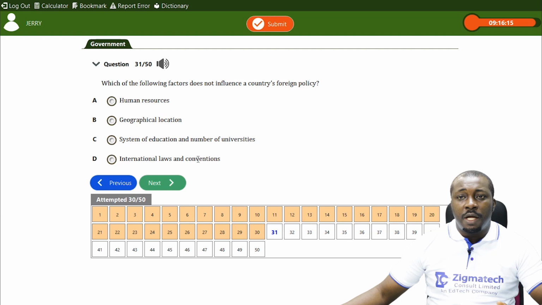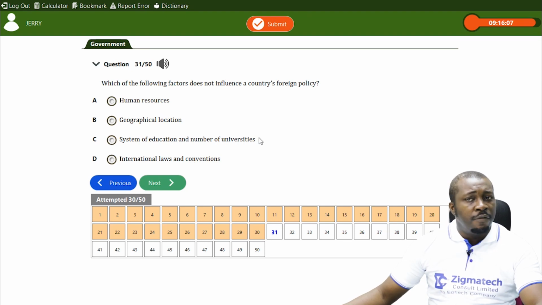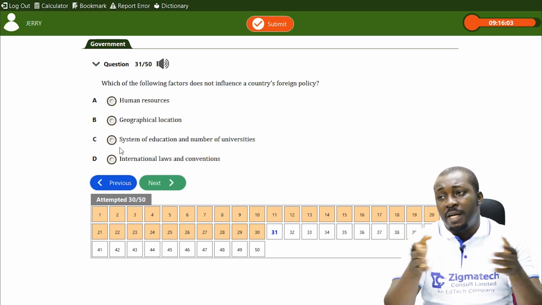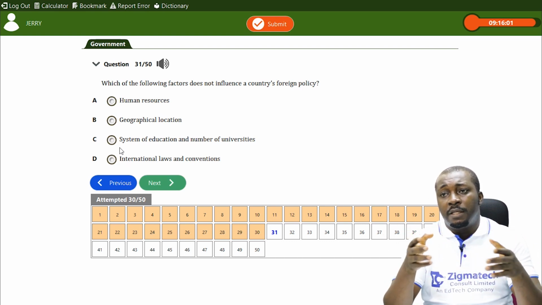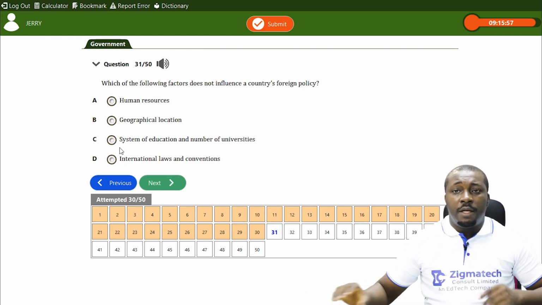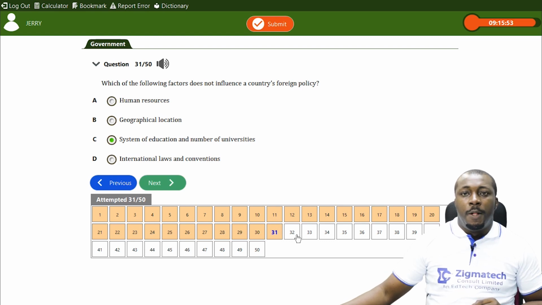D, which says international laws and conventions which a state is committed to can influence its foreign policy. Of course, system of education and number of universities has nothing to do with the foreign policy. That is the rules, the standards, the principles guiding a nation's interaction with other countries. System of education and number of universities has nothing to do with it.